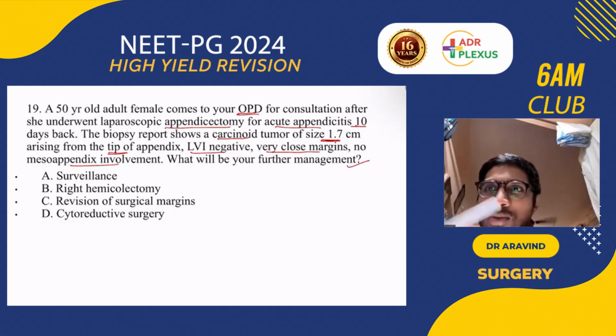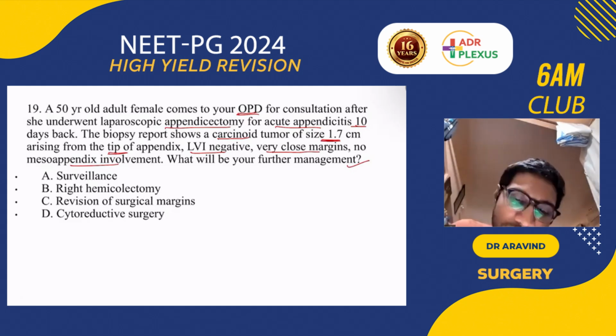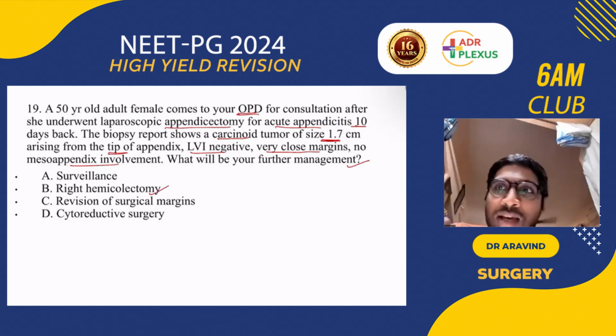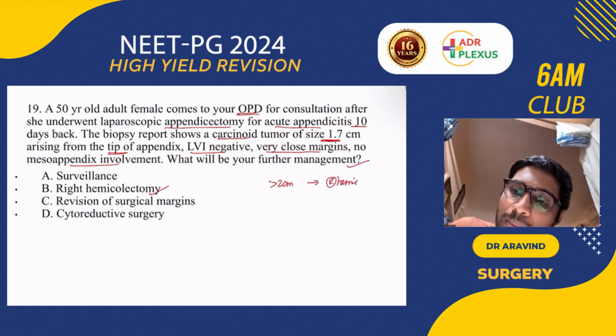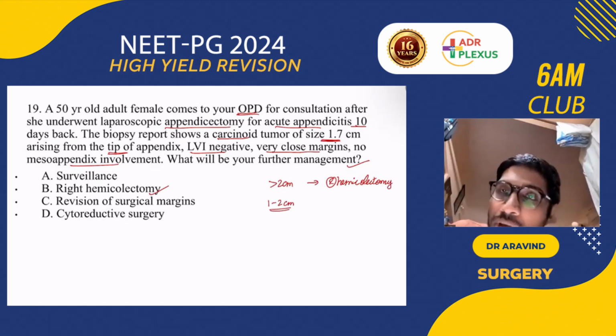So A and B are in equal competition: surveillance and right hemicolectomy. But the winner here is right hemicolectomy. See, one thing: if the size is more than 2 centimeter, always right hemicolectomy. For 1 to 2 centimeter, you have to look for other options. So where is the site? If it is the base of the appendix, you have to do right hemicolectomy.